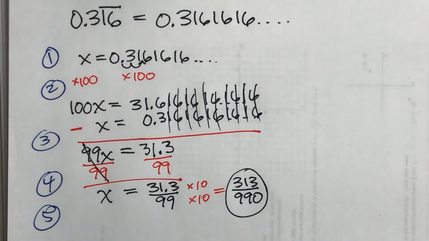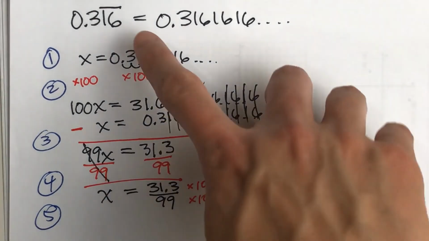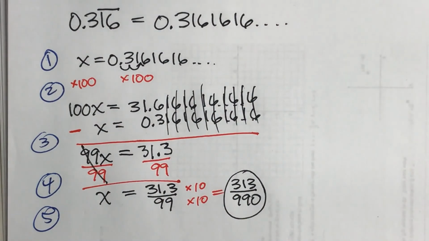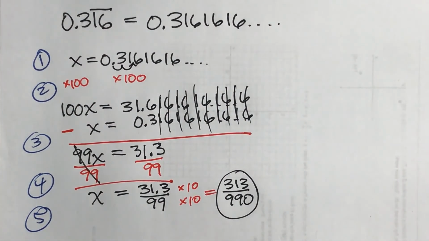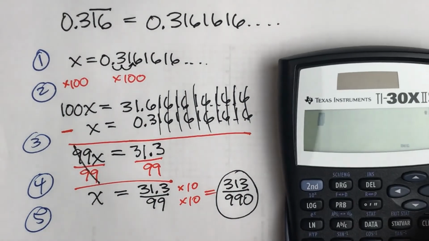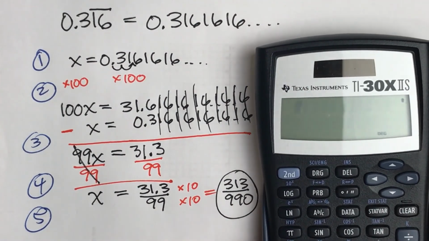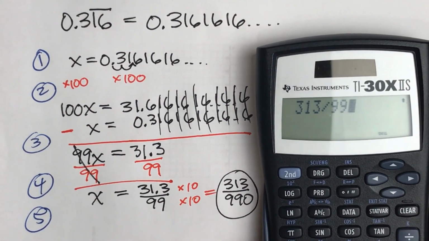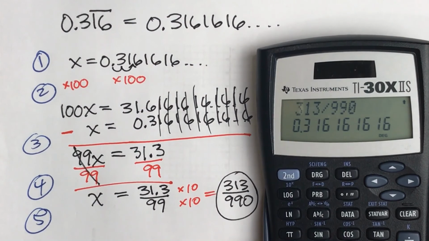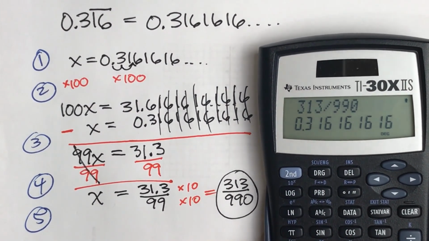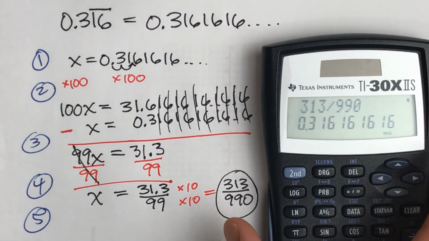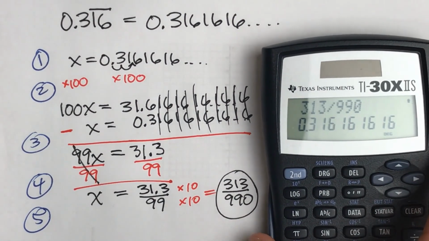So that tells me 313/990ths is equal to 0.31616161616. And again, we should check it on our calculator just to make sure. 313 divided by 990, 0.31616161616. All right? So that's what we learned in class today, and that's what you're going to be doing on today's assignment.